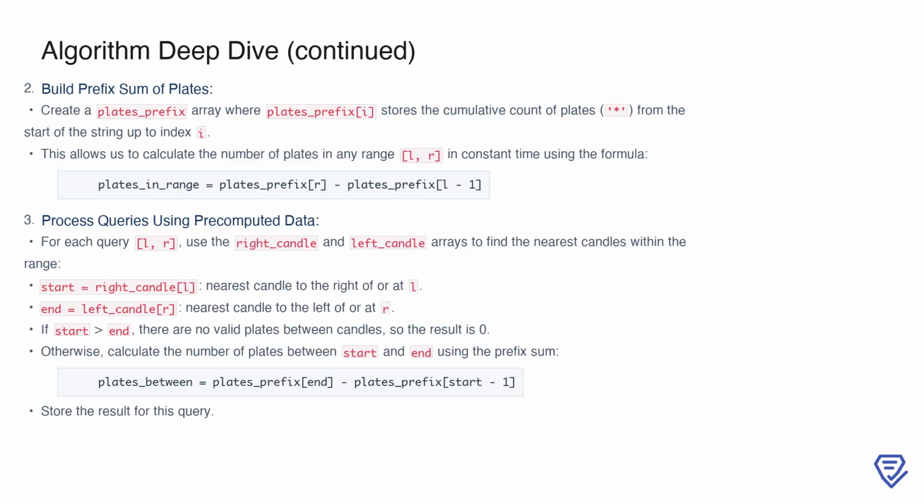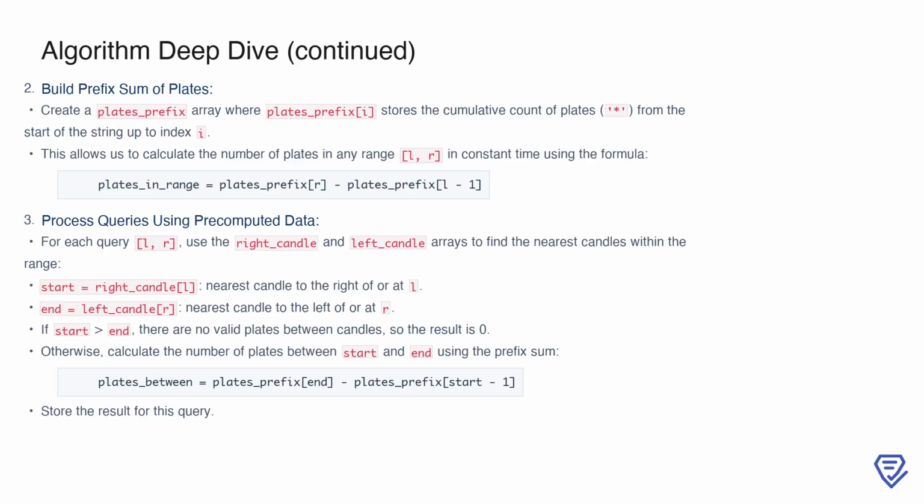For each query, we use the right_candle and left_candle arrays to find the nearest candles that define the valid range for plate counting. Specifically, we determine the index of the nearest candle to the right of the left query boundary, L, and the nearest candle to the left of the right query boundary, R. If the starting candle index exceeds the ending candle index, it means no valid plates exist between the candles, and the result for that query is 0.